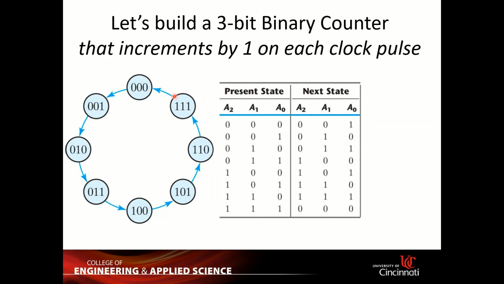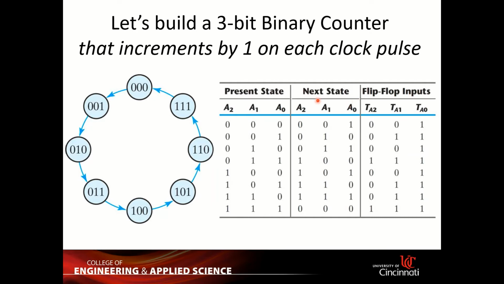So if I have the state diagram, remember, I can have a state table. So I have a present state and the next state. It's very simple, right? The next state is just the present state incremented by 1. So if you have 0, 0, 0, the next state is 0, 0, 1, and so on until 1, 1, 1, and it will go back to 0, 0, 0. Just following this circle right here.